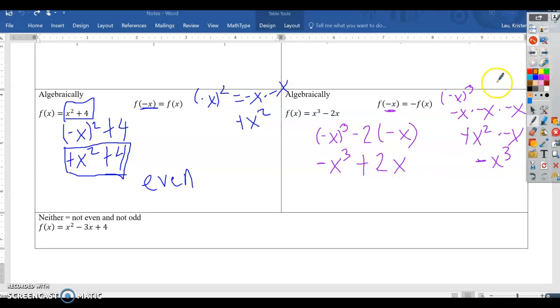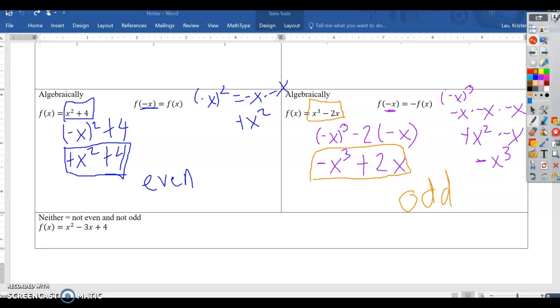Okay? And what you should notice is that these equations are very similar. But what's different about them? You should notice that the signs flipped. Positive x to the third, now this is negative x to the third. This was a negative 2x, now it's a positive 2x. So if all of the signs flip, this sign flipped and this sign flipped, that would make it an odd function.